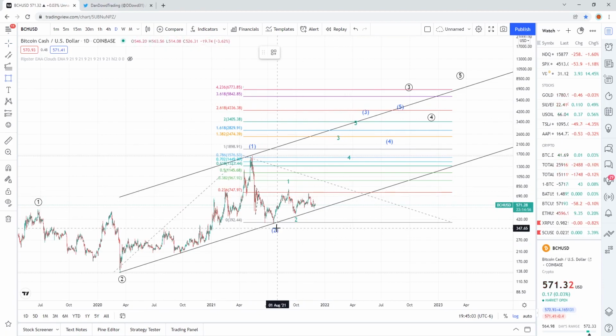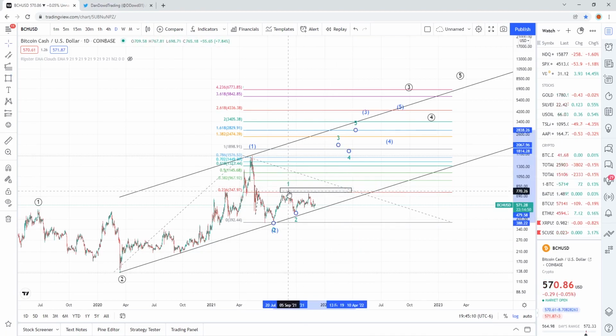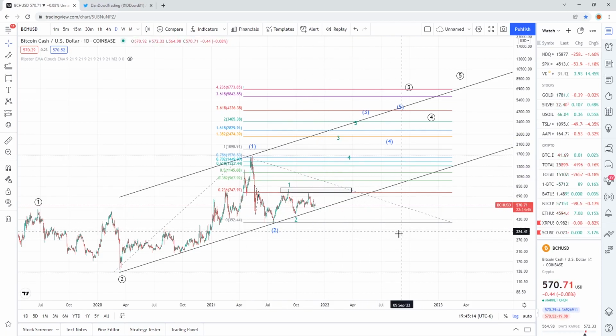If it's going to play out this scenario where it is going on to set intermediate wave 3, I want to see a pump above this minor wave 1 top, which is going to be around $805. This would invalidate the bearish count. If we did get a break of that resistance level, I would expect some big momentum to the upside for this minor wave 3 of intermediate wave 3. I also believe that intermediate wave 3 may end anywhere from the 1.618 to the 2.618, which is going to be around $2,800 to $4,300 for Bitcoin Cash.